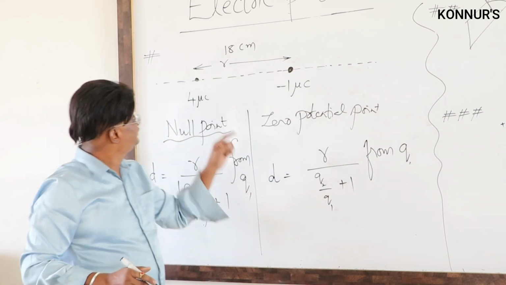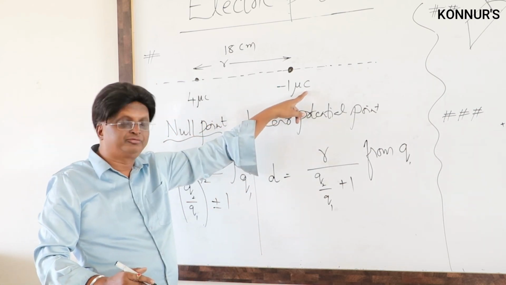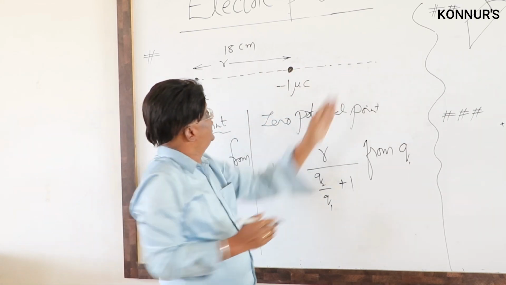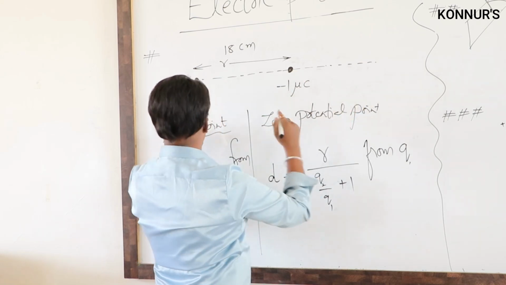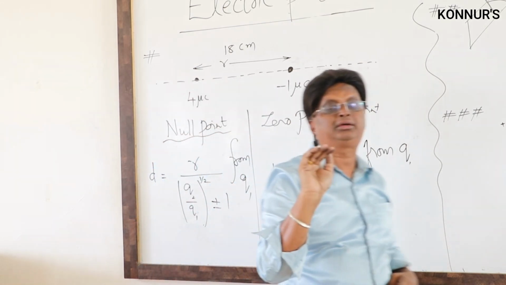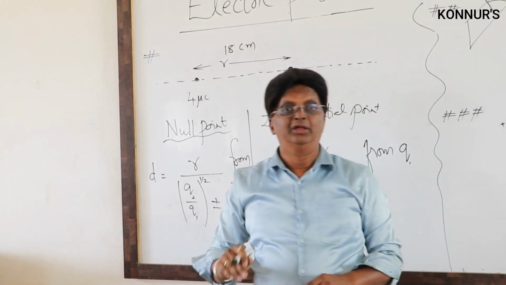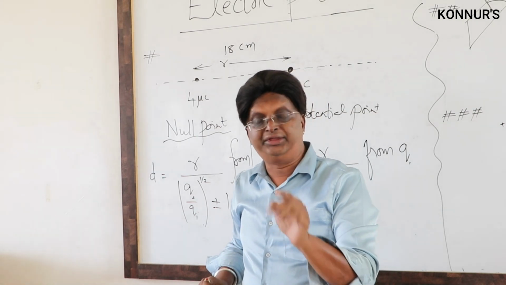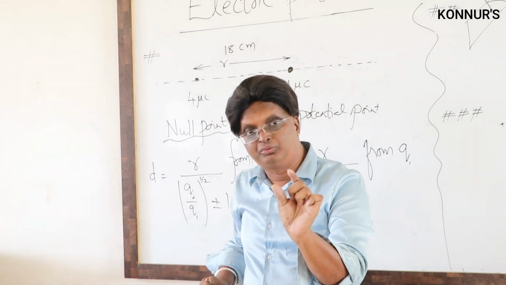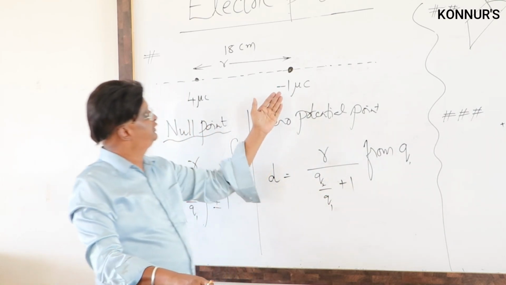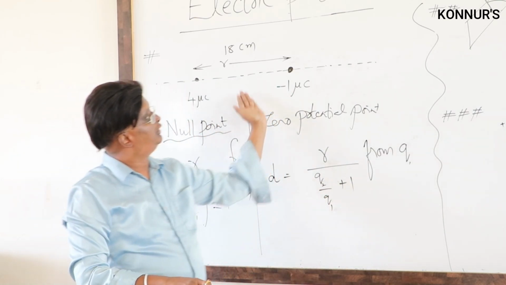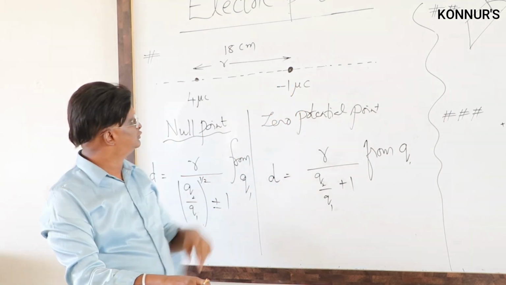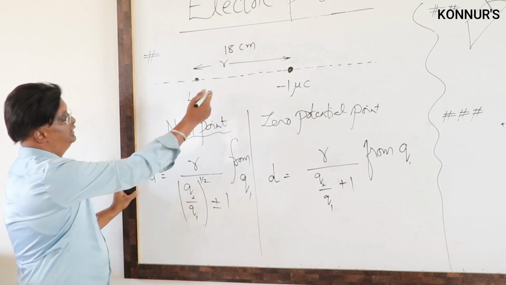You understood? See here, 4 microcoulomb and minus 1 microcoulomb, the null point will be obtained to the right of the 1 microcoulomb, because between 4 and 1 you only have to take the magnitude. Supposing it is given as 1 and minus 4, don't say that minus 4 is less than 1. It is not that way, consider only magnitude. Therefore, in this case, the zero intensity point, the null point, will be to the right of this minus 1 microcoulomb.